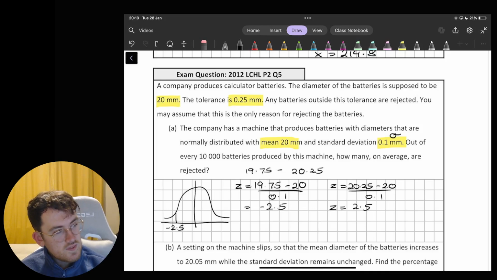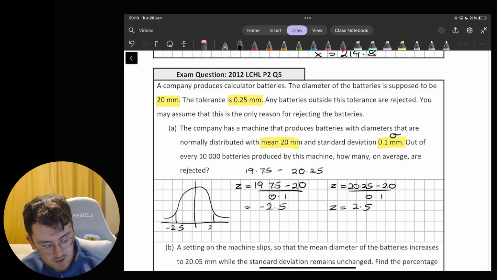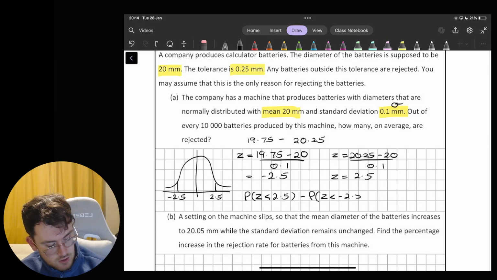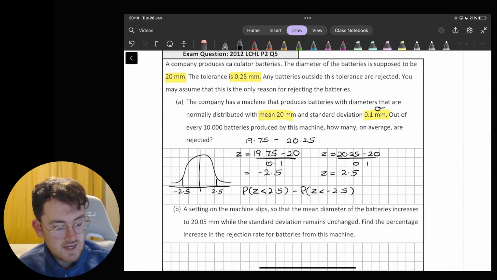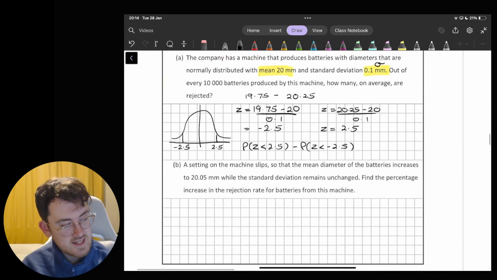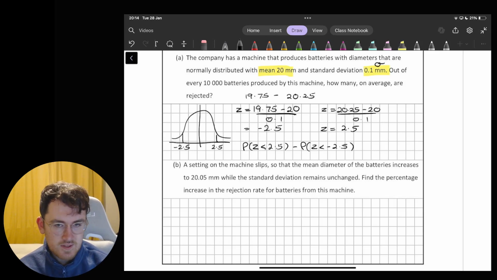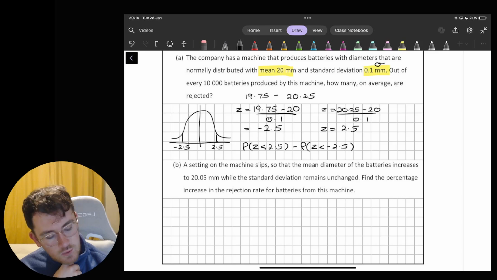Okay, so that's the range that we're allowing ourselves to look at. It's between really the same particular value here, so that does make our calculation a little bit easier. So we really want the probability that z is less than 2.5 minus the probability that z is less than minus 2.5. Bearing in mind that we already know that the probability that z is less than minus 2.5 is 1 minus the probability that z is less than the positive 2.5. But we'll work out the values individually.